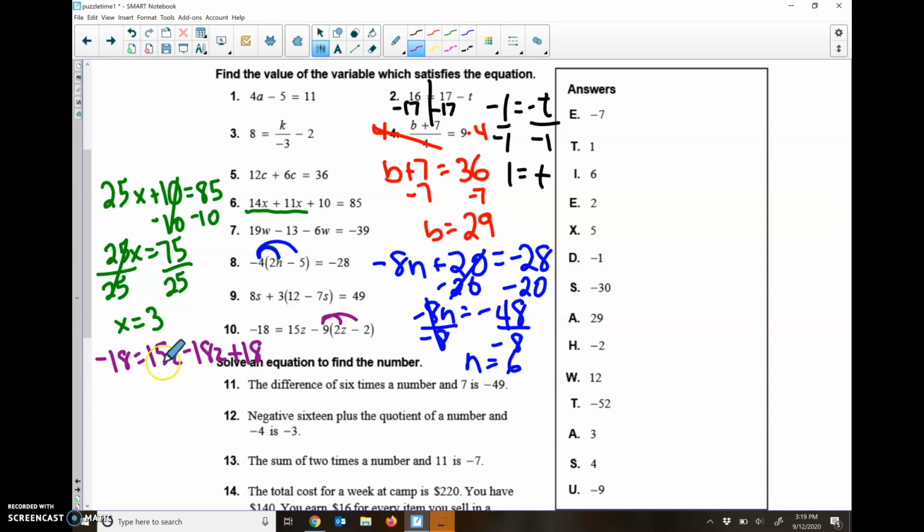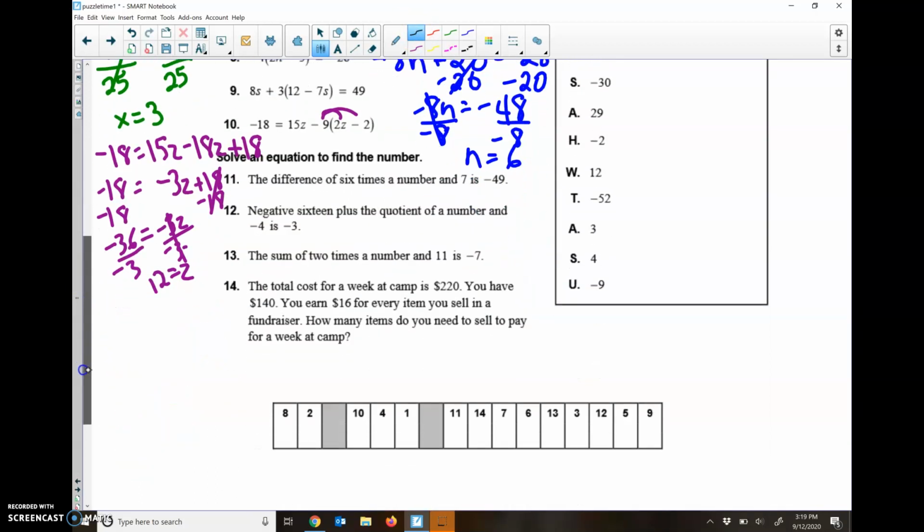I can combine my 15z minus 18z to give me a negative 3z. And then I have a plus 18. So I'm going to subtract 18 from both sides. Negative 18 minus 18 is a negative 36 equals 3z. Divide both sides by 3. That cancels. Negative 36 divided by negative 3 is a positive 12. There's my z there.